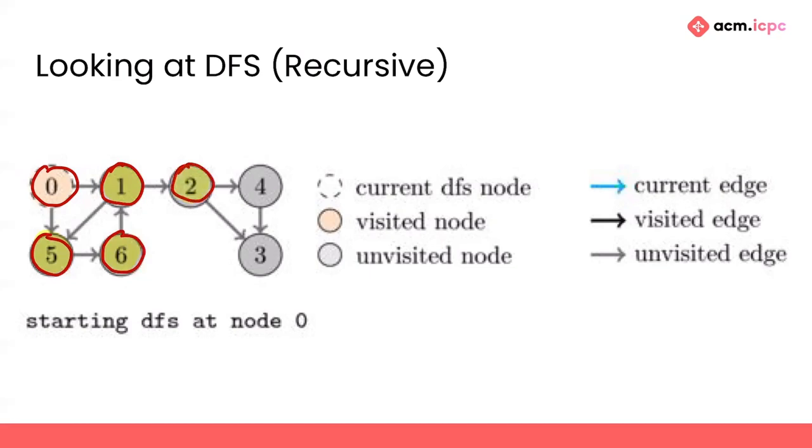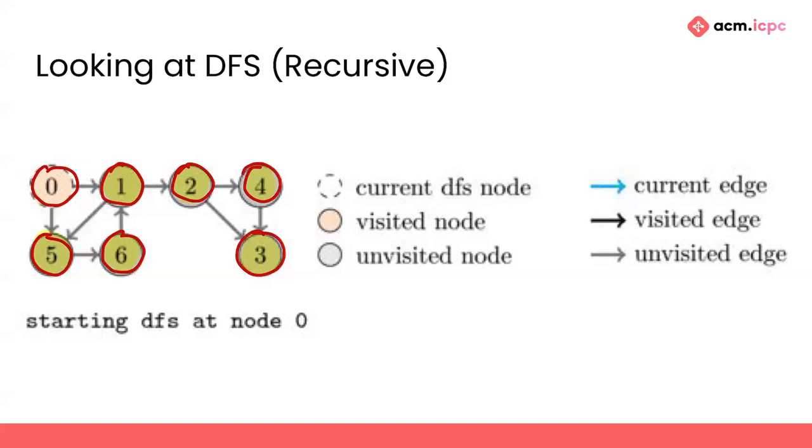And then once again, because 2 has unvisited neighbors, we can go to either 4 or 3. And let's just pick 4, for example. And then looking at 4's neighbors, its only neighbor is 3, and that hasn't been visited, so we'll go to 3. And now 3 doesn't have any neighbors, so we're done with the call of DFS on 3, and we can start backtracking again.